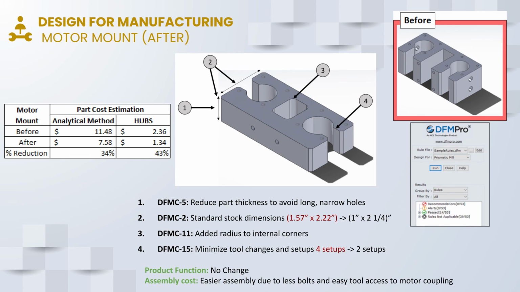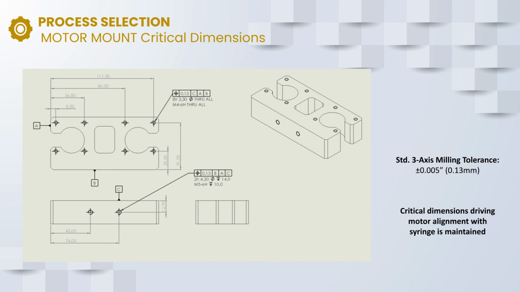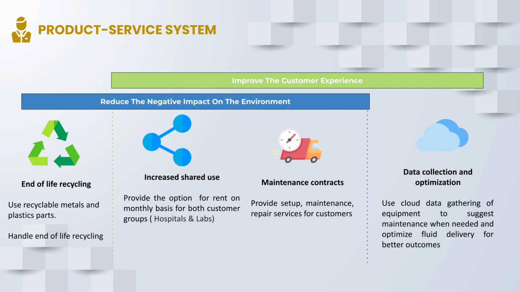These changes had no effect on the product function and actually improved the assembly cost due to easier assembly, with fewer bolts and easy tool access for the motor coupling. After making these modifications, we were still able to maintain the critical dimensions of the size and location of the motor mounting holes in order to maintain the right motor syringe alignment.